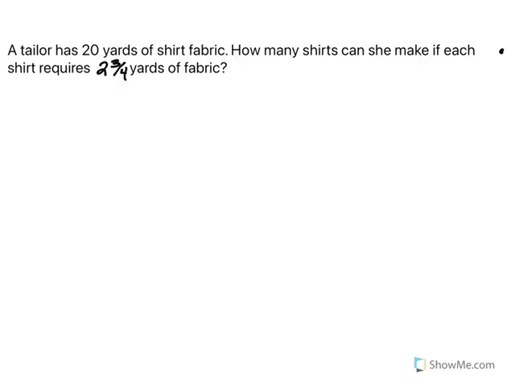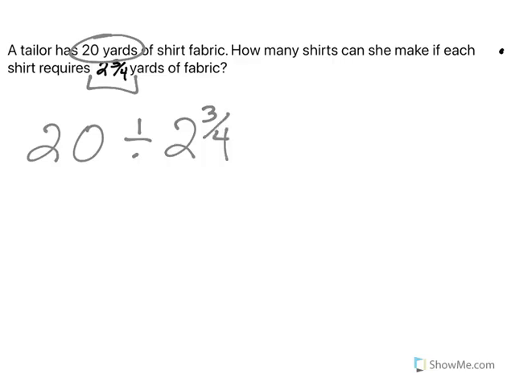Okay, I feel like this is somewhat of a straightforward question in what we need to do. The math may not be as straightforward, but we're basically saying we're going to take this 20 yards of fabric and break it up into chunks so that we can make shirts. Well, when you take a big thing and break it up into chunks, we are dividing. So we're going to take those 20 yards and divide by 2 3/4. And this is going to tell us how many shirts we can make from 20 yards of fabric.